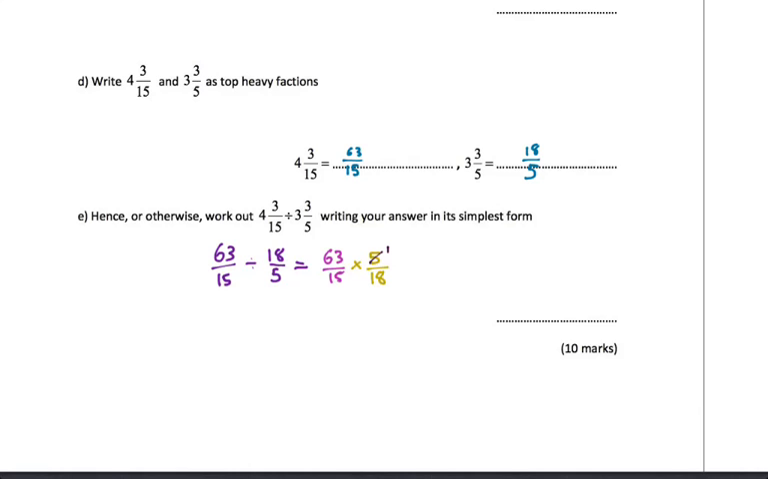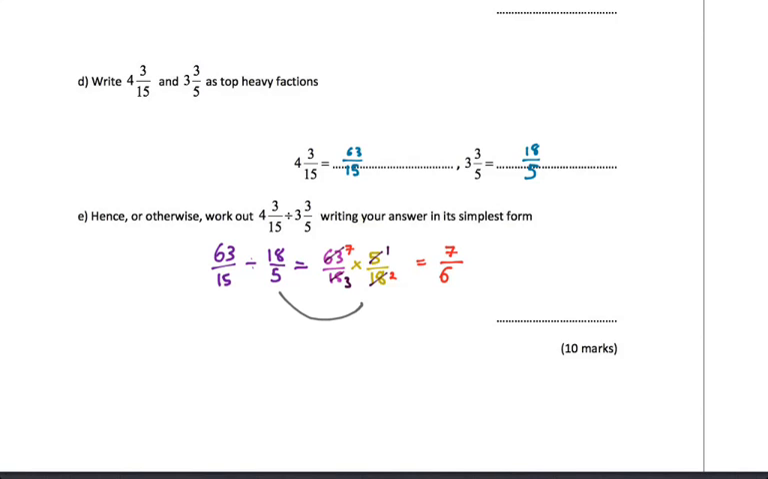So the 15ths and the 5ths have a common factor of 5, leaving you with 1 and 3 respectively. The 18ths and 63 will have a common factor of 9, leaving you with 2 and 7. Timesing across will give you 7/6. This is your final answer.